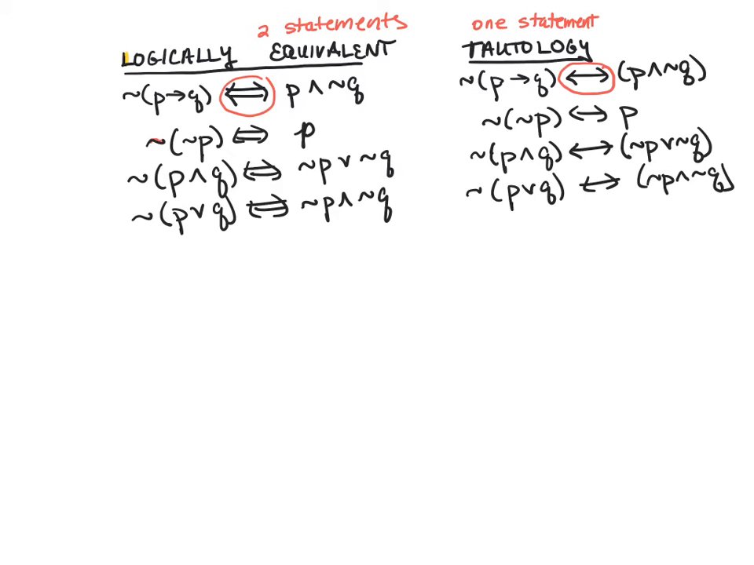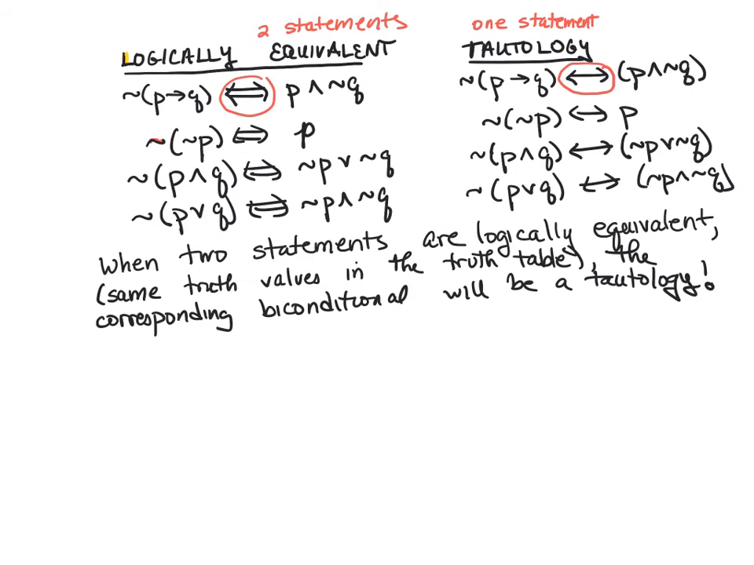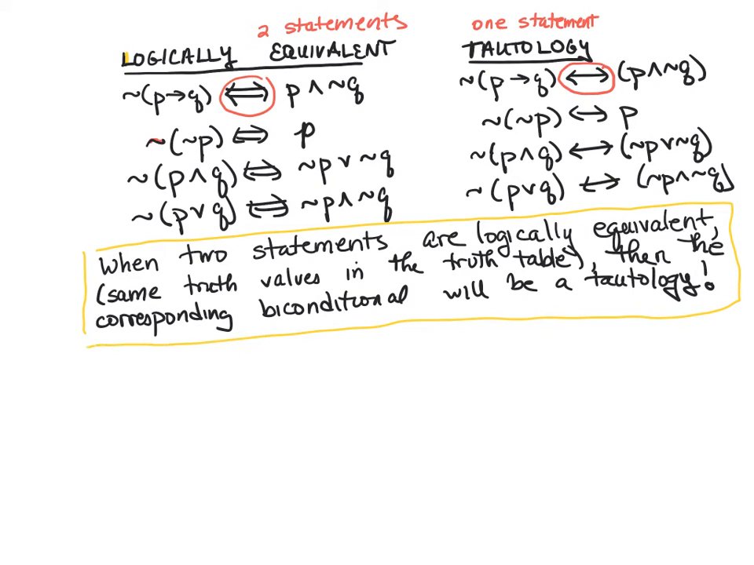So let's write that down. This is a very important idea that I'd like you to keep in mind. So when two statements are logically equivalent, which means that they have the same truth values in the truth table, they match, then the corresponding biconditional will be a tautology. Okay, so I'm going to outline that. That's really important. But remember, when we have logically equivalent statements, we have two separate sides, whereas a biconditional is one very complex statement.